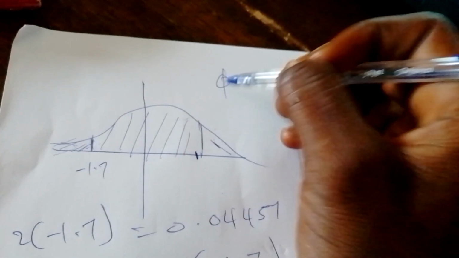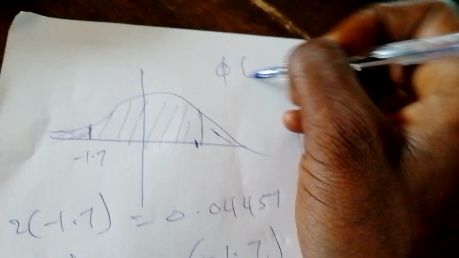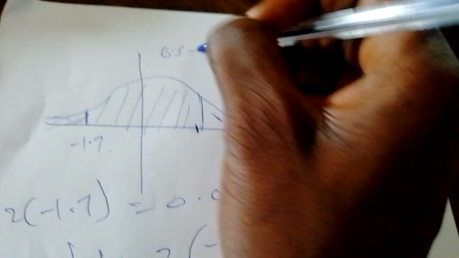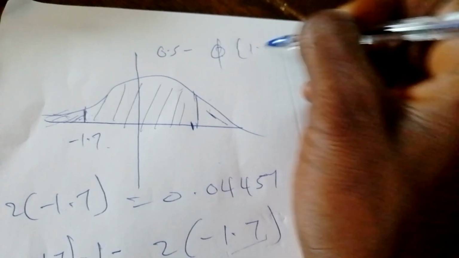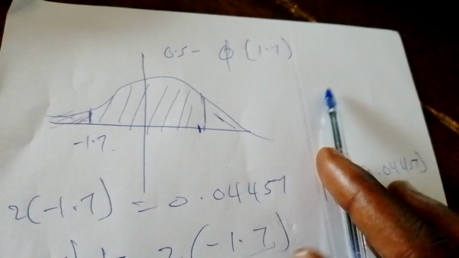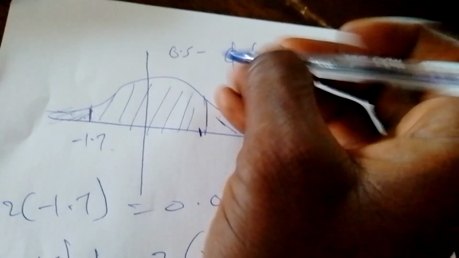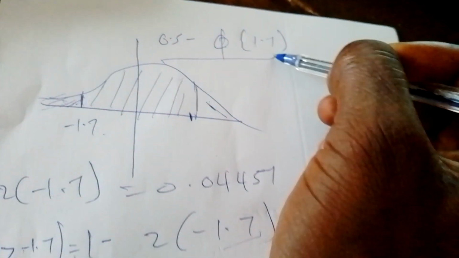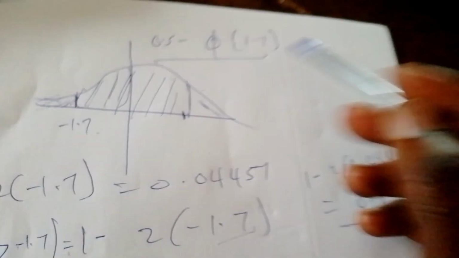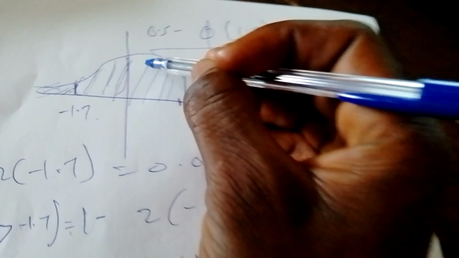So maybe you can find phi of, so you can say 0.5 minus phi of 1.7, right? And then this one will give you this area. So this whole expression here will give you this area. Then you do the same thing for the other one, then you get here.